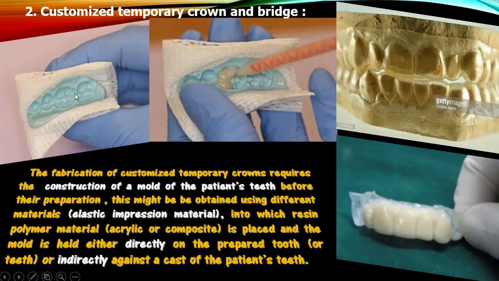Then this impression we are going to fill with acrylic resin or composite, and then we place it directly or indirectly on the prepared tooth or teeth of the patient. So what we have is a mold. We create a mold, and we have different materials. In the coming slides we will see what these different materials are. Here we just want to show you what the mold is. This is a mold, or impression material, we do it by impression material.